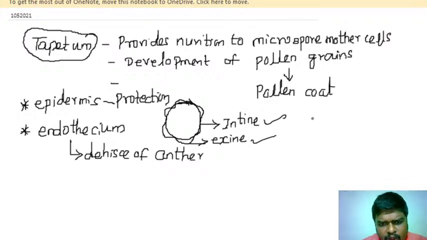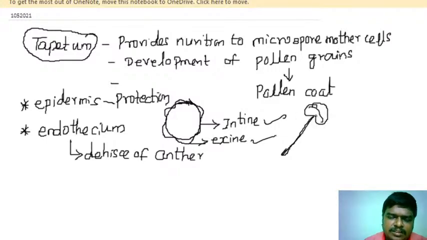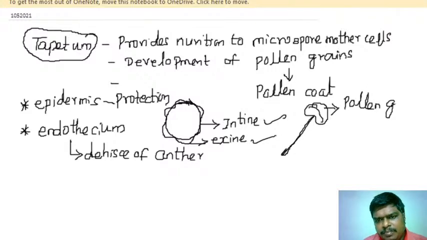Here, you all know that there is a filament and anther. Stamens contain filaments and anther. Within the anther, what will happen? The pollen grains are formed. That process we all know is called microsporogenesis.